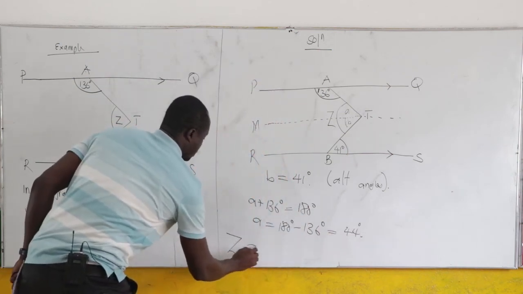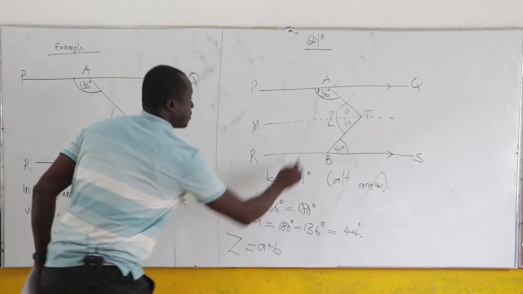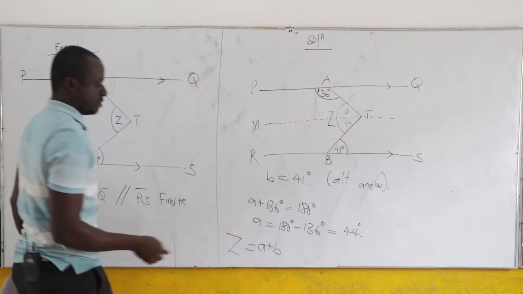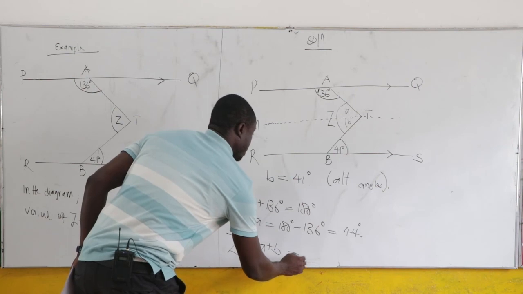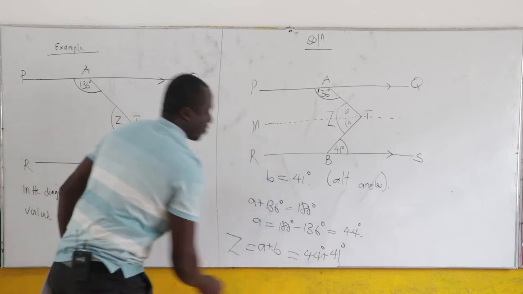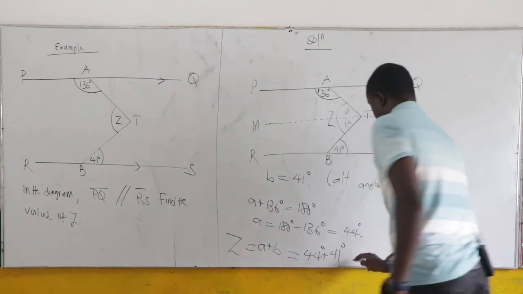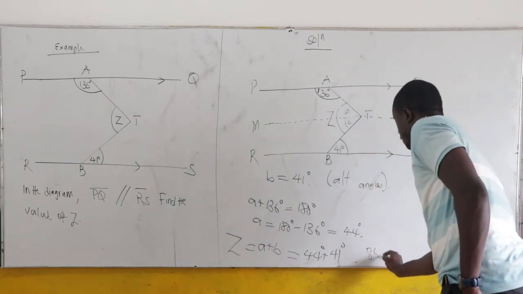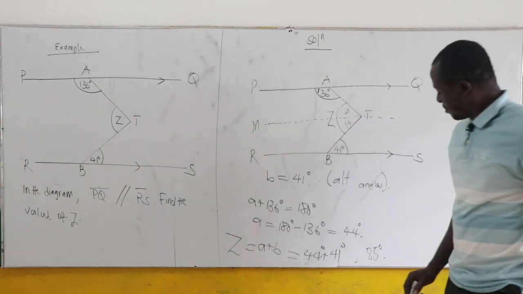So our angle Z is the same as A plus B. And what is our A? 44. What is our B? 41 degrees. 44 plus 41 is just 85 degrees.